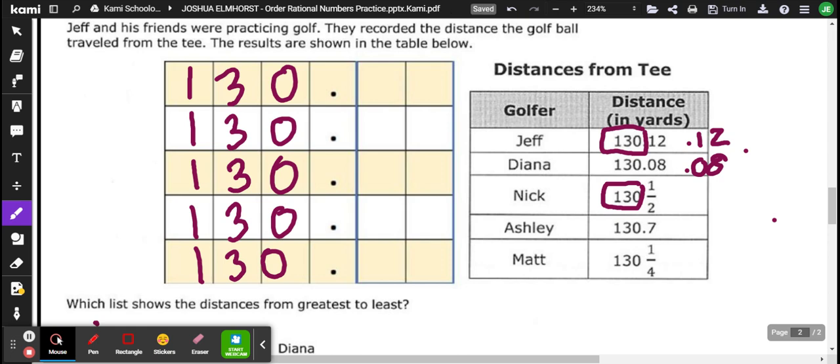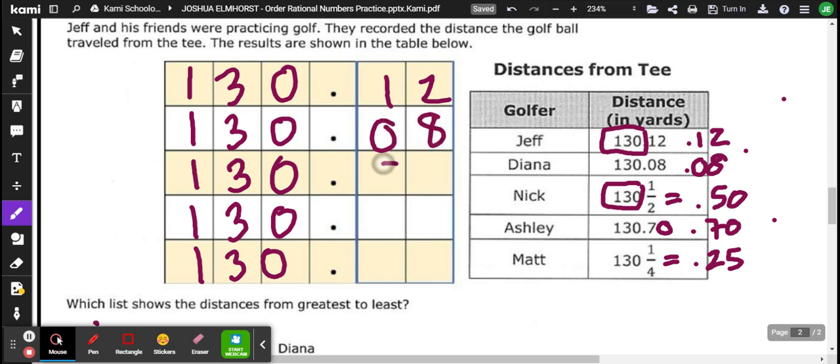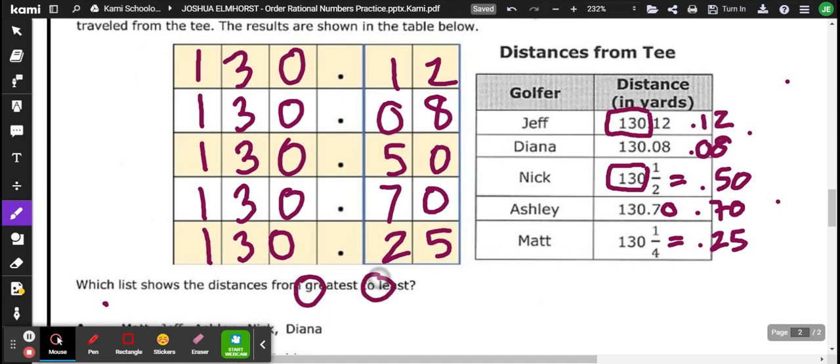And our fraction decimal percent chart, we just did this one today, is going to be 50 hundredths for 1/2. And then we have 70, just put a 0 on there. And then 1/4 is 25 hundredths. We got 25 hundredths. We got 12 hundredths, 8 hundredths, 50 hundredths, 70, and 25. So we're going to go through these. We need to figure out the G and the L.